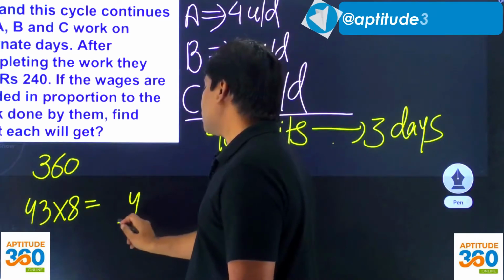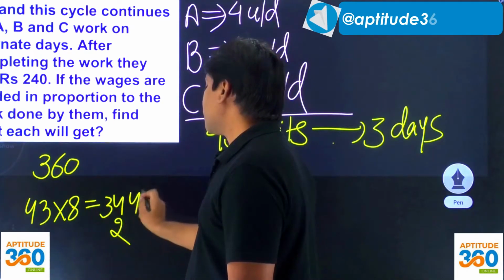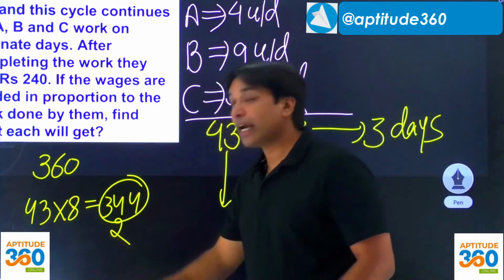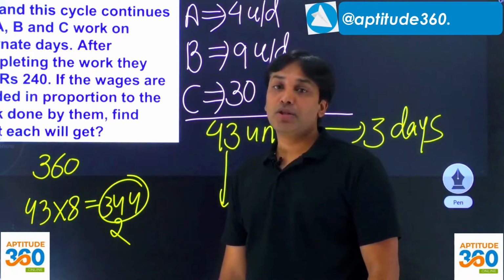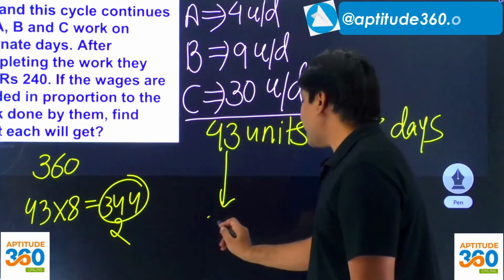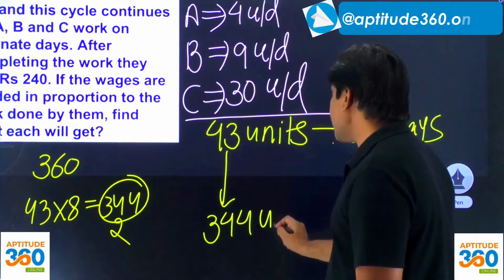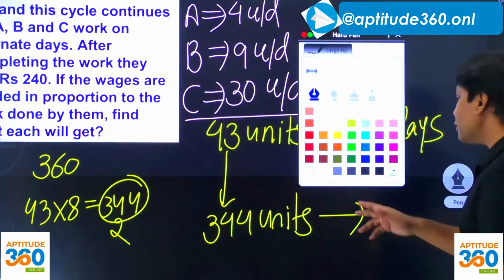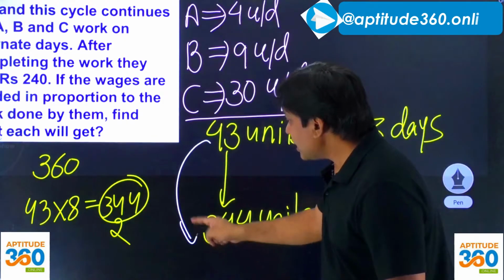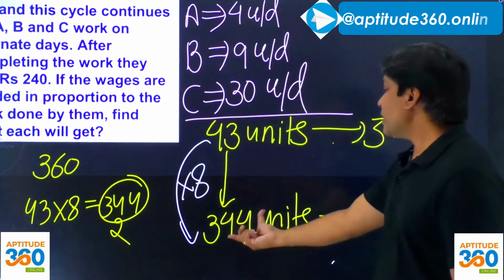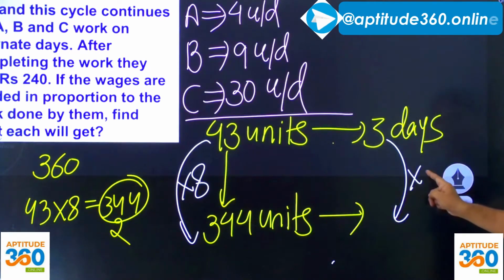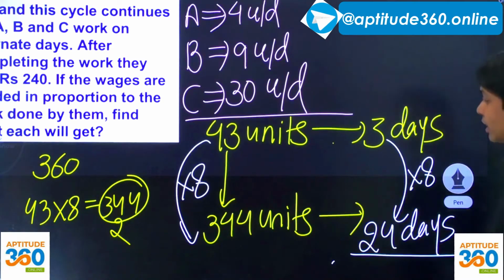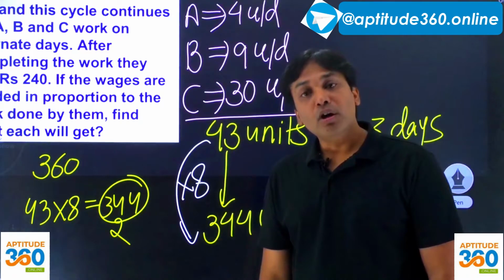8 3s are 24, 8 4s are 32, plus 2, 344. Is 344 closer to 360? Yes. Because if you do 43 into 9, that number will be beyond 360. So let us find out in how many days these many units will get completed. And for you to find out, this is pretty simple, because 43 into 8 is going to be 344, and hence in 24 days the entire 344 units will be completed.